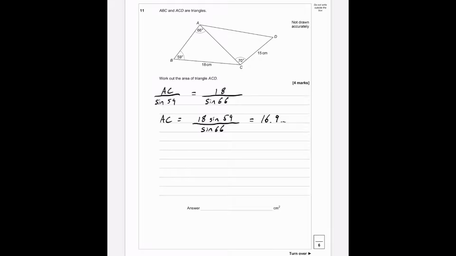Then to find the area of ACD, half AB sine C, we've got our two lengths now, so it's going to be half times 15 times 16.9 and a bit, times by sine of the angle between them, sine 70. Use the answer function on your calculator to avoid rounding partway through the question, but it comes out as 119 if you've done that correctly.